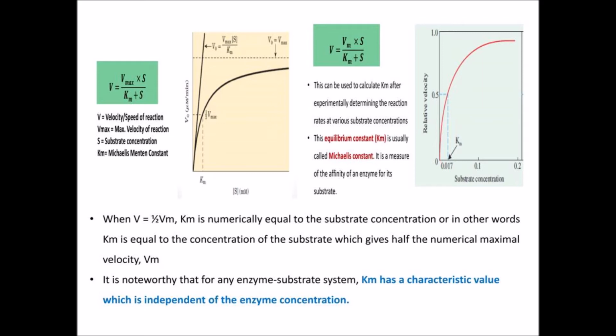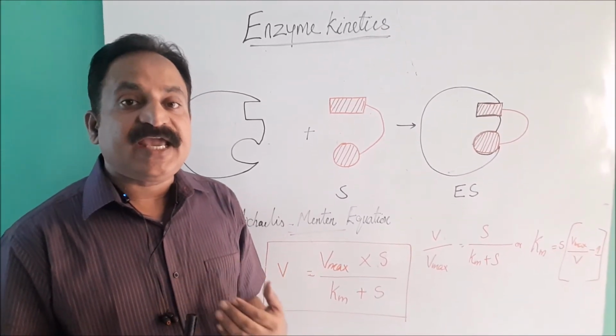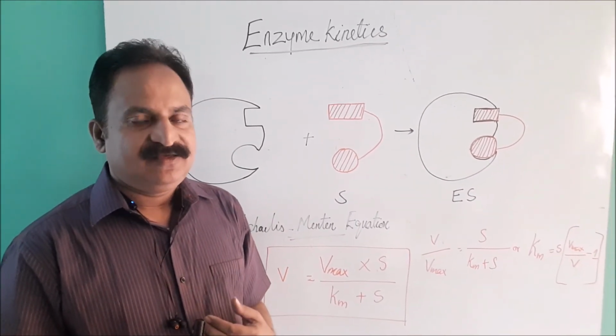Michaelis constant is numerically equal to the substrate concentration, or in other words Km is equal to the concentration of the substrate which gives half the maximal velocity, that is Vmax/2. It is noteworthy that for any enzyme substrate system, Km has a characteristic value which is independent of the enzyme concentration. Next we can discuss the significance of Km and Vmax. What is Km?